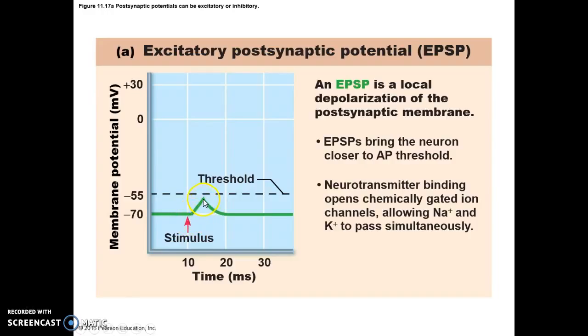In this case, it shows you that it didn't reach threshold, and obviously the neurotransmitter is quickly neutralized by the three processes that we talked about earlier, and it reestablishes the resting membrane potential, and no action potential was achieved.